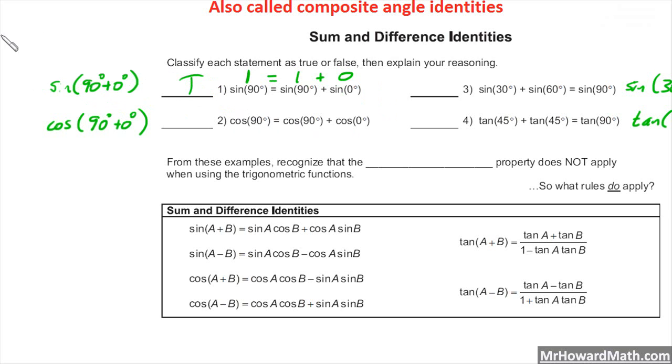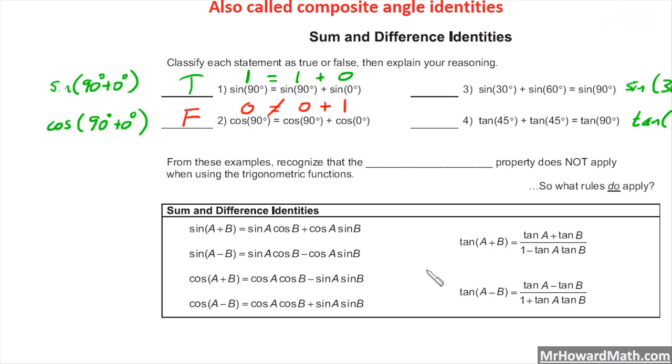So this next one, cosine of 90 degrees. Does that equal cosine of 90 plus cosine of 0? In other words, can I just distribute in here and say that this right here is the same thing as cosine of 90 plus cosine of 0? Let's see. Cosine of 90, this is the x-coordinate on the unit circle. At 90 degrees, the x-coordinate is 0. And that equals cosine of 90 again, 0, plus cosine of 0 degrees, the x-coordinate at 0 degrees on the unit circle is 1. So does 1 equal 0? No, it does not. So that one is false. We cannot do that. It's not the same as distributing cosine in there.